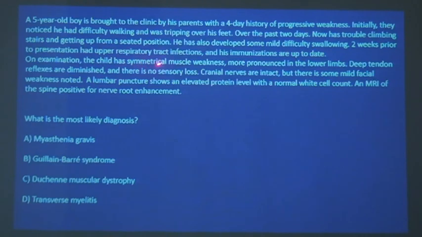On examination he has symmetrical muscle weakness, more pronounced in the lower limbs, deep tendon reflexes are diminished with no sensory loss. Cranial nerves are intact, but there is some mild facial weakness. Lumbar puncture showed elevated protein with normal white cell count. MRI of the spine positive for nerve root enhancement. What? Yeah, exactly. This is a case of Duchenne muscular, I'm sorry, Guillain-Barré syndrome.